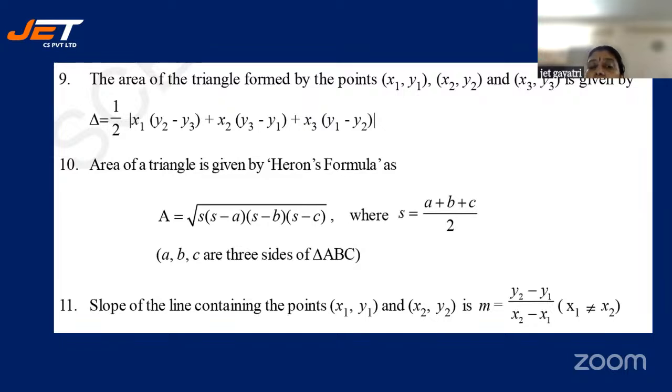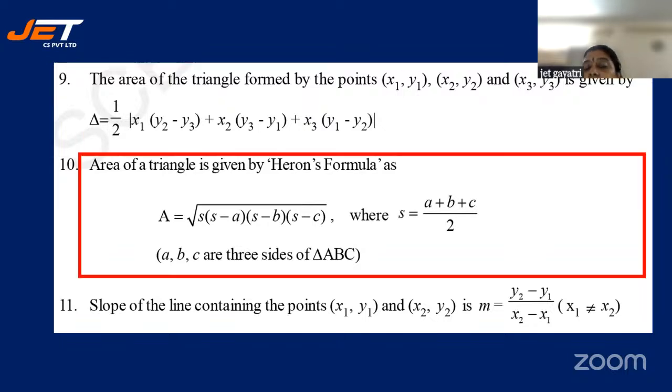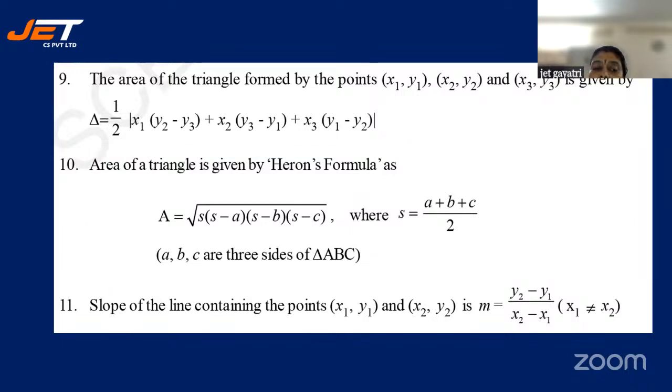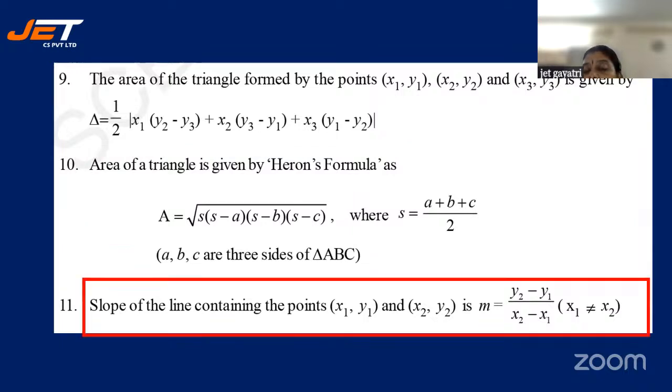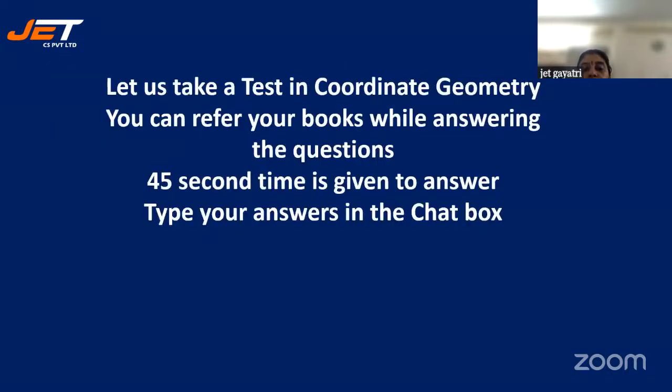Okay. And Heron's formula is A is equal to root of S into S minus a, S minus b, S minus c. Then what is S? It is nothing but a plus b plus c by 2, where a, b, c are the three sides of a triangle ABC. Next, the slope of the line containing the points x1, y1, x2, y2 is m is equal to y2 minus y1 by x2 minus x1. Okay, see the next one.